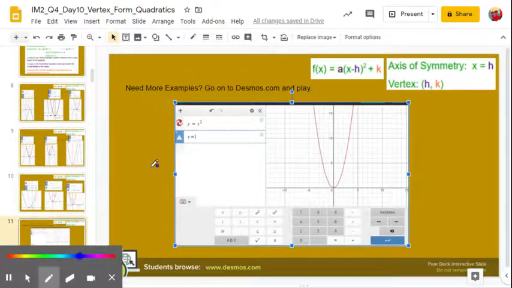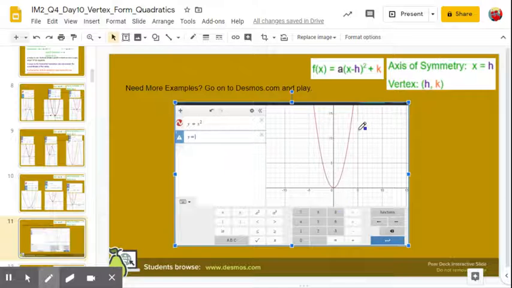All right, need more examples or do you want to just play with this a little bit? Go to desmos.com and graph them. Put in y equals x squared first, so you always have your parent graph to compare against. And then type in your equation. Remember, for squared, you use this little a to the second key. That'll help you do the squaring part. So type in your equations.